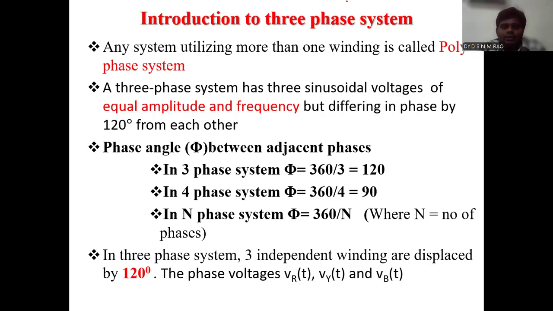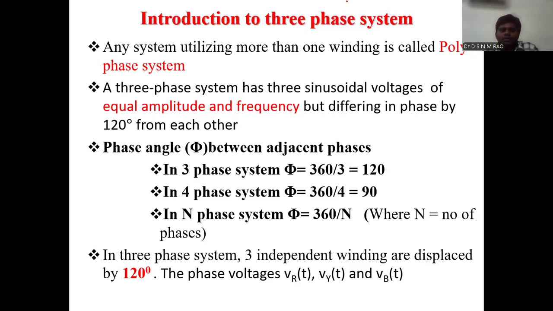A three-phase system has three sinusoidal voltages of equal amplitude and frequency, but they differ in phase by 120 degrees from each other. So three phases are displaced from each other by 120 degrees.